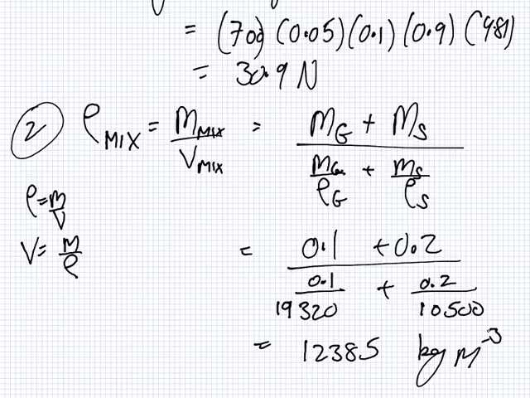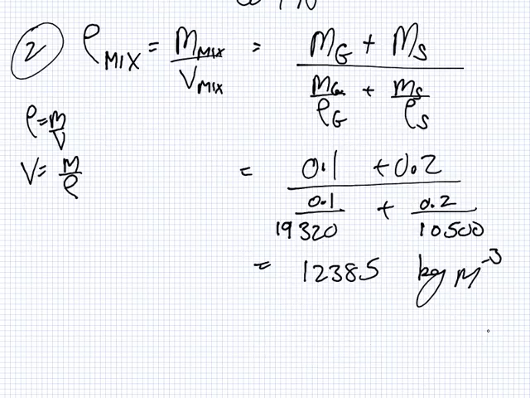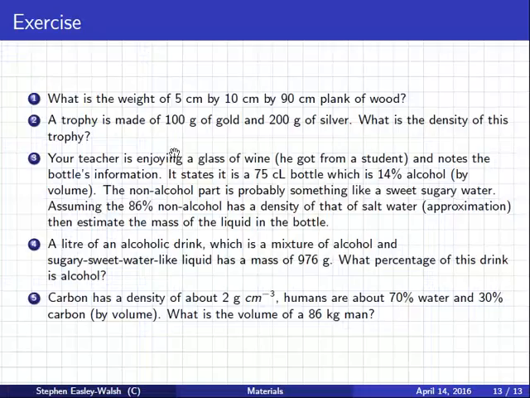Right. Your teacher is enjoying a glass of wine and notes the bottle's information. It's 75 centiliters and it's 14% alcohol by volume. And the non-alcohol part is probably something like a sweet sugary water. So assume the 86% non-alcohol is like salt water, roughly. What's the mass of the liquid?